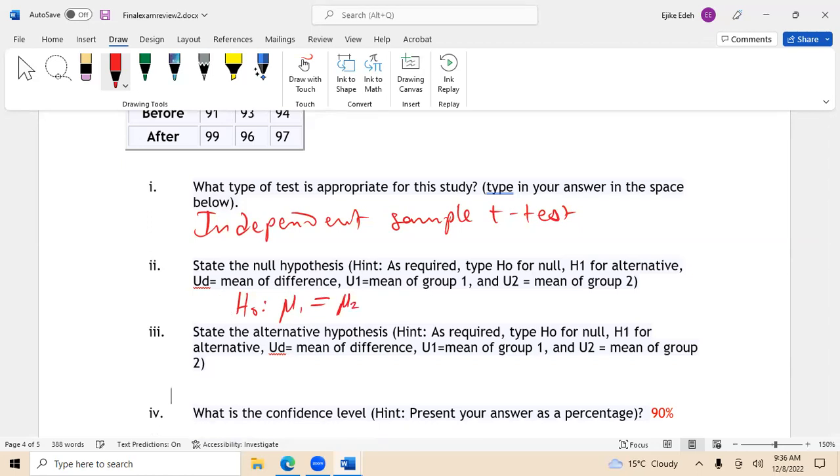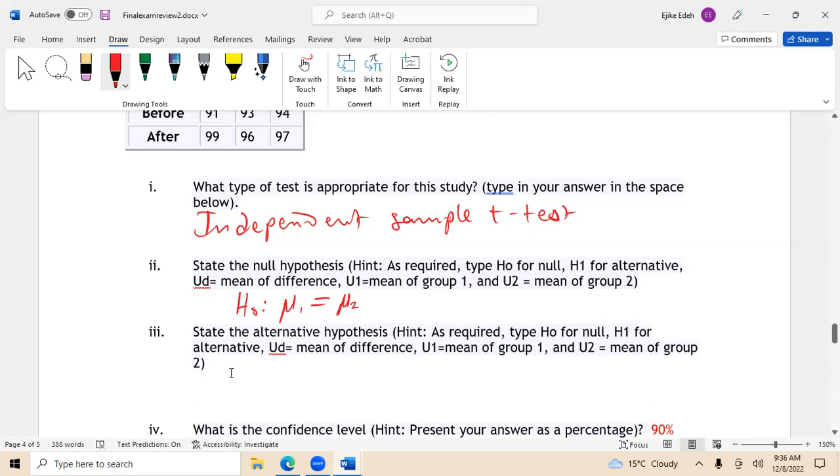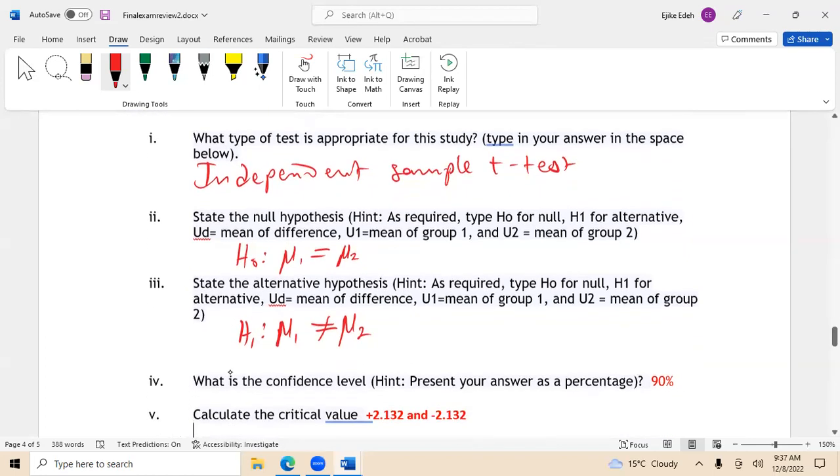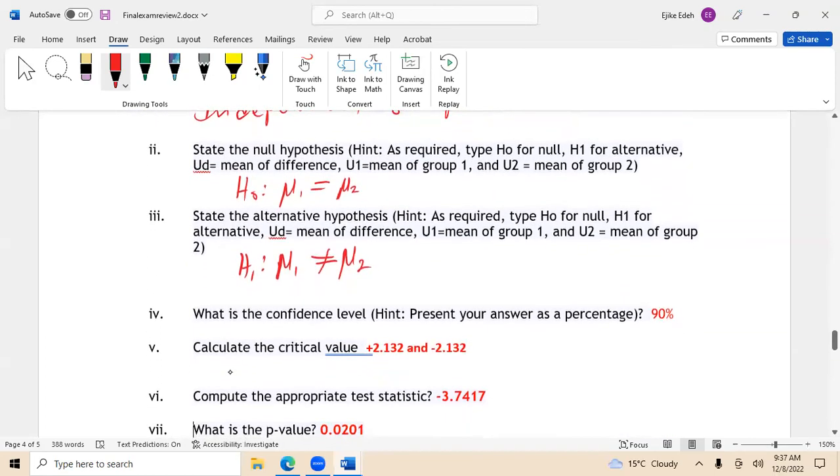And then the alternative, the question is asking if they differ. So it's not saying greater than or less than. If it were saying greater than, we know it's one tail to the right. If it's less than, we know it's one tail to the left, but it just says, do they differ, right? So we're going to have H1 here, the alternative, as mu1 differs from mu2, right? Okay, so that is that. We go to the next one.